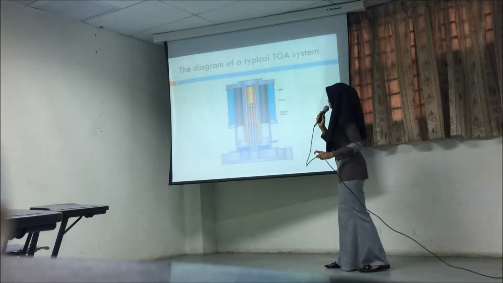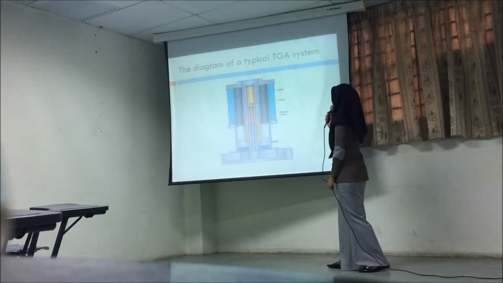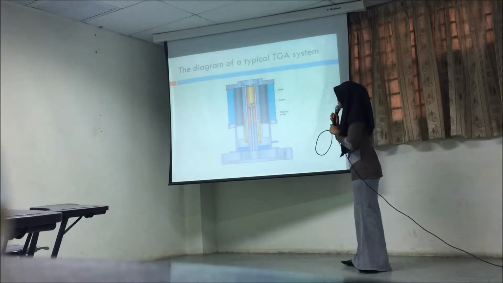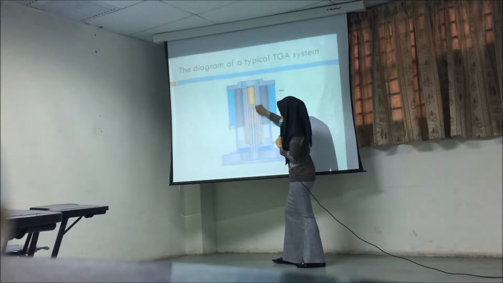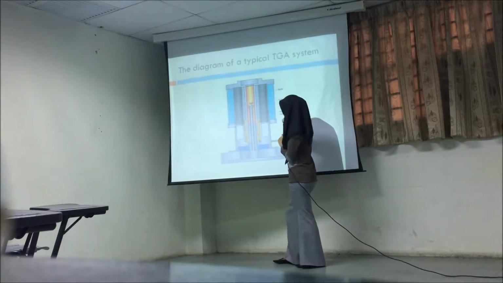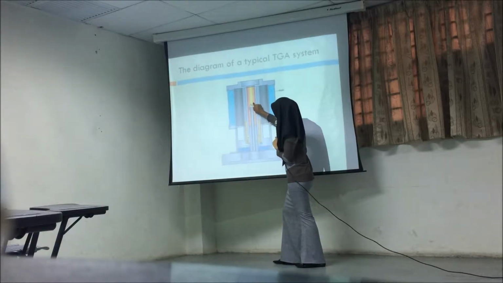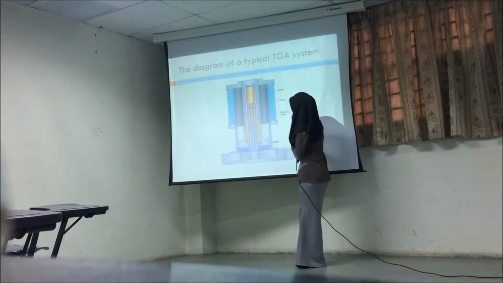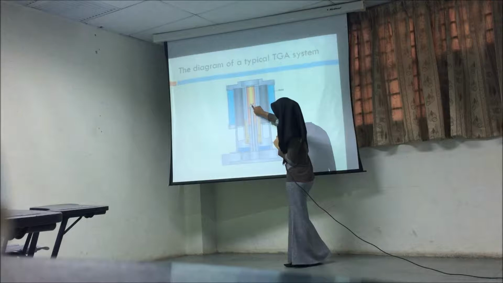Next is our diagram, the diagram of a typical TGA system. In this figure, we show the heater. This one is the heater, and then we have the sample. The sample is this small one. And then we have the measuring system, which is in this part.